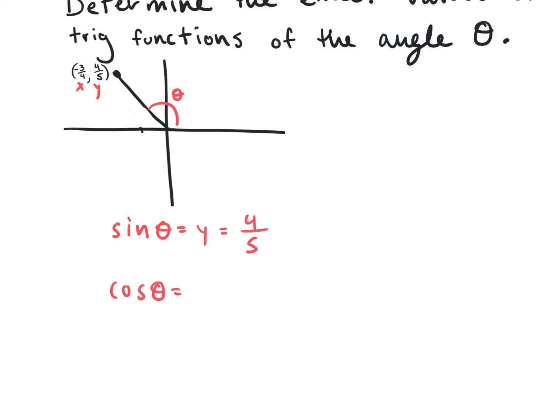Cosine theta is what? Negative 3 over 4, just our x. Tangent theta? 4 over 5 over -3 over 4. So it's y over x, so 4 over 5 over negative 3 over 4.